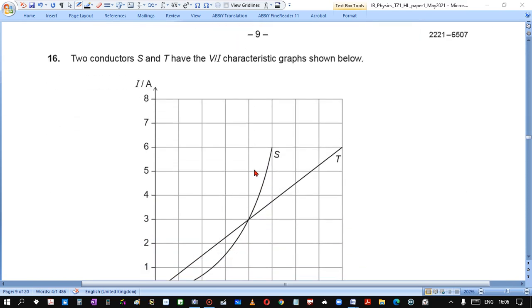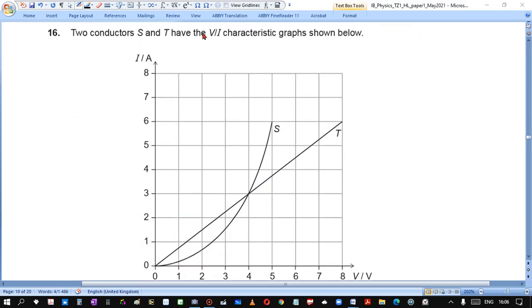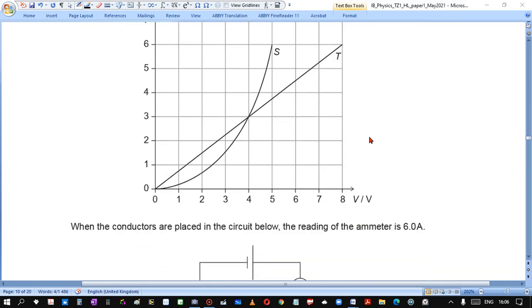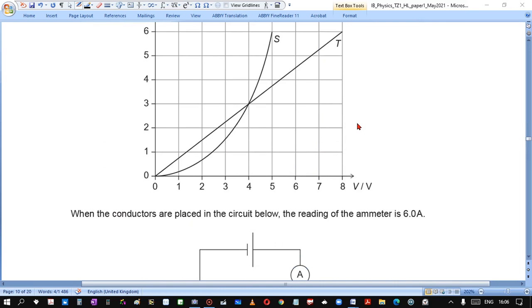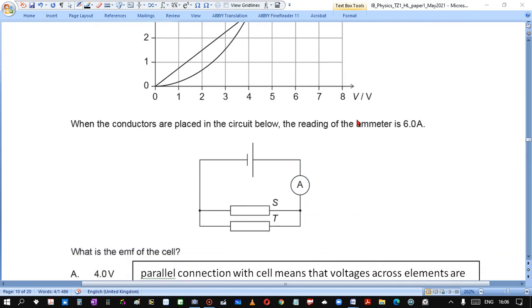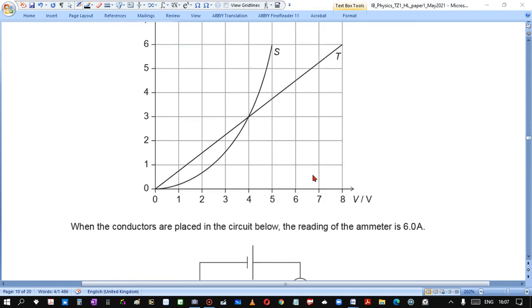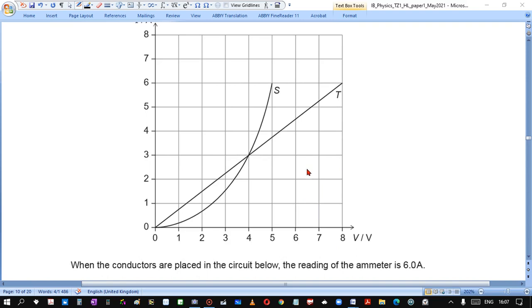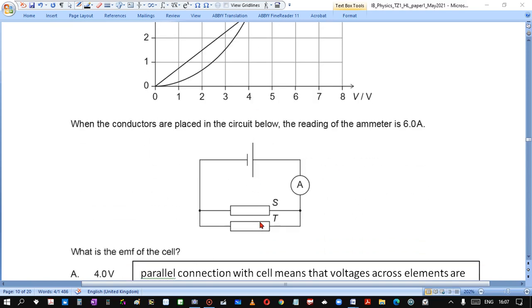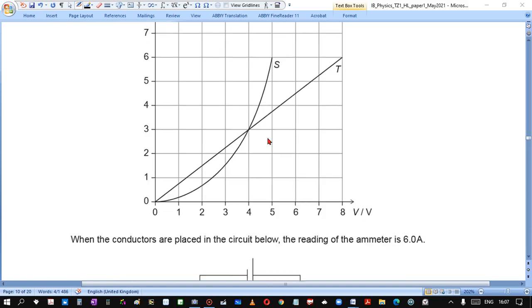Right, this is done. Two conductors S and T have the IV characteristic graph shown below. When the conductors are placed in the circuit below, the reading of the ammeter is 6 amperes. So they are connected in parallel to the cell, and the ammeter is reading the total current. If we look at the circuit, we see that the voltage on these two conductors will be the same.